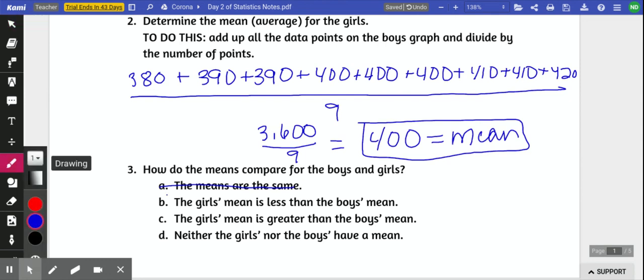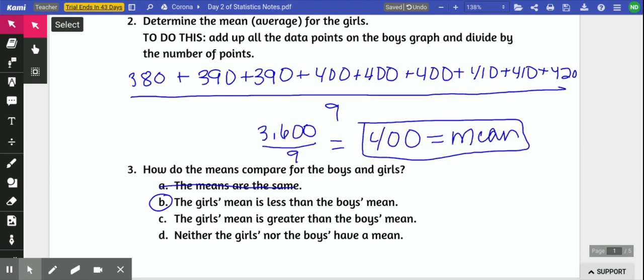But let's just double check the rest of them. Choice C says the girl's mean is greater than the boy's mean. Not true. And neither the girls nor the boys have a mean, and I know that's not true. So choice B is my correct answer.